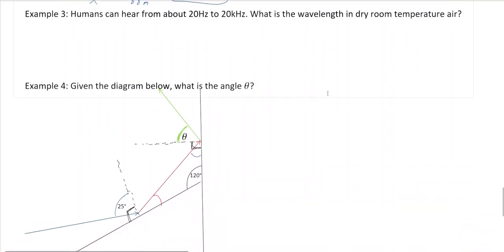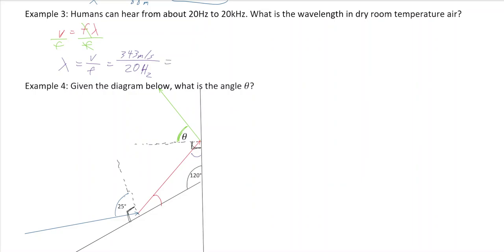Here's another very simple question. So example number 3, and then you can also try example number 4 afterwards. Number 3 is basically the same question again. So velocity equals frequency times lambda. We're looking for the wavelength, so we're going to divide by frequency on both sides. And so we're going to be left with lambda equals velocity over frequency, which is 343 meters per second over 20 hertz.